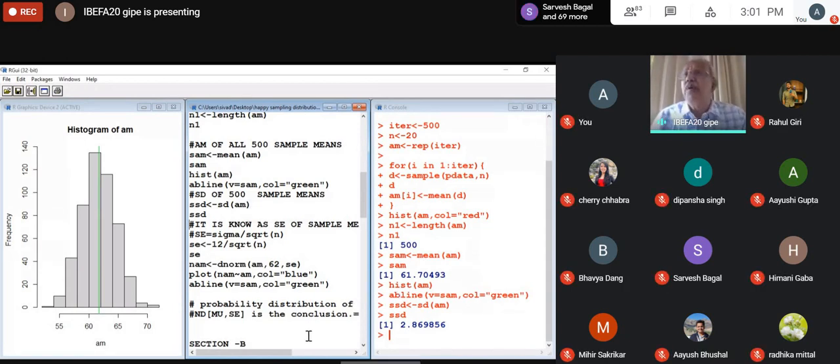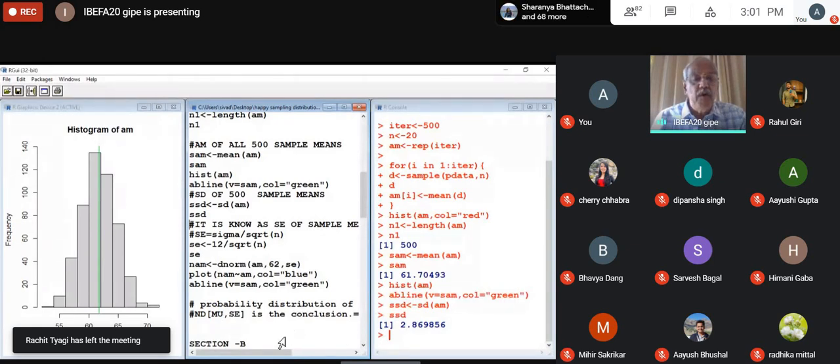And this has a formula. That formula is given by sigma, where sigma means the original standard deviation, your 12, divided by the square root of n. That is the formula for standard error.